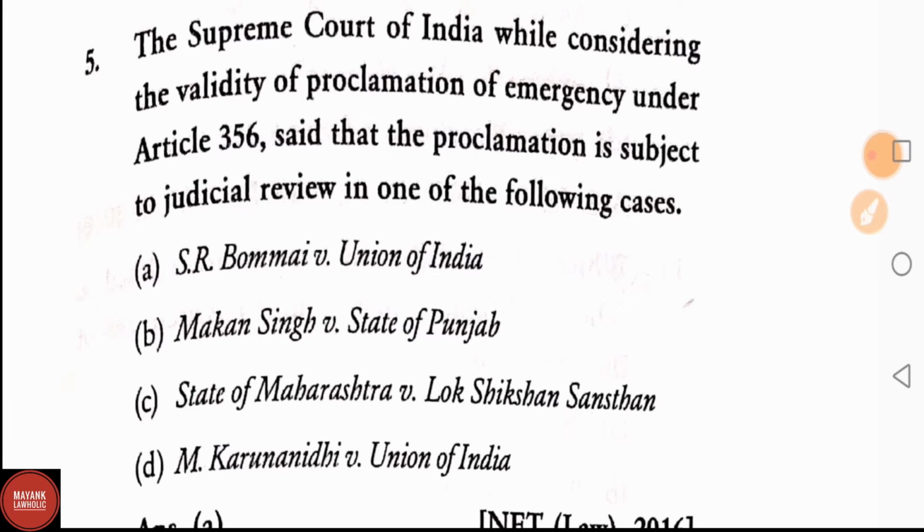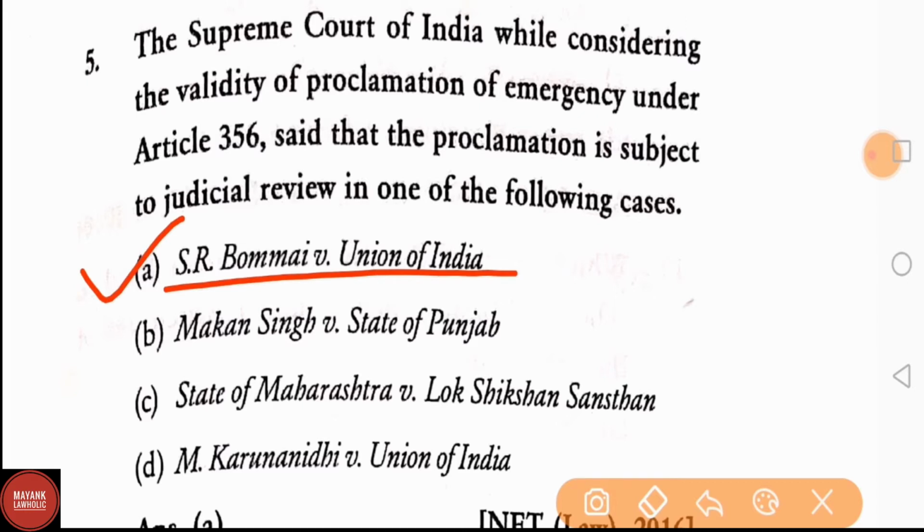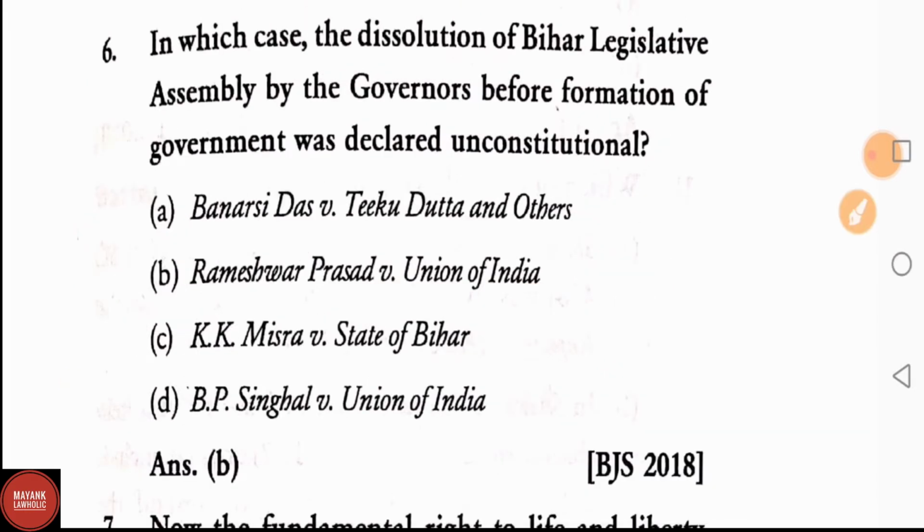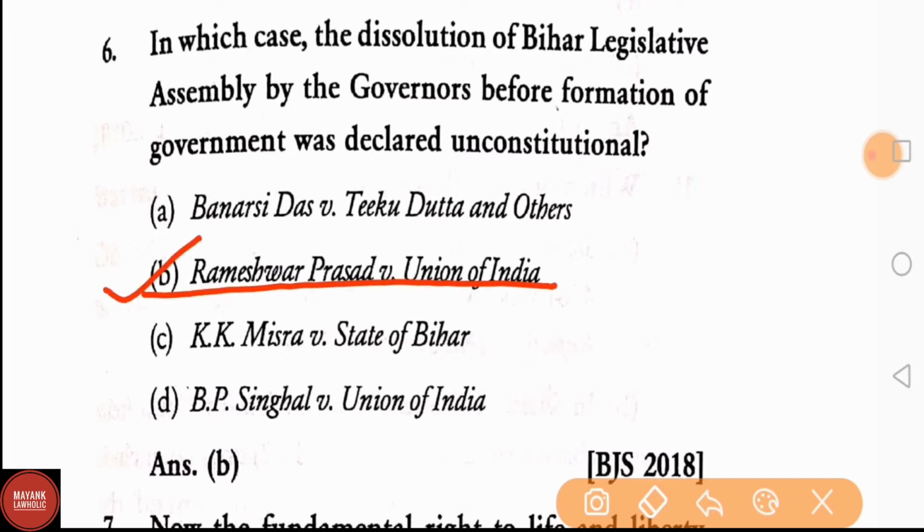Question number 5. The Supreme Court of India, while considering the validity of proclamation of emergency under Article 356, said that the proclamation is subject to judicial review in one of the following cases. That is in the case of S.R. Bommai vs. Union of India. Question number 6. In which case was the dissolution of Bihar Legislative Assembly by the Governor before formation of the government declared unconstitutional? It was declared unconstitutional in the case of Rameshwar Prasad vs. Union of India.